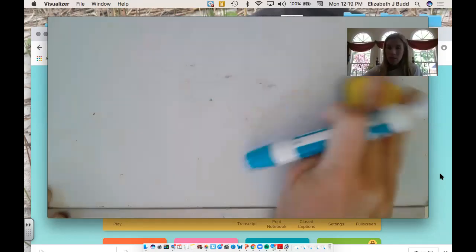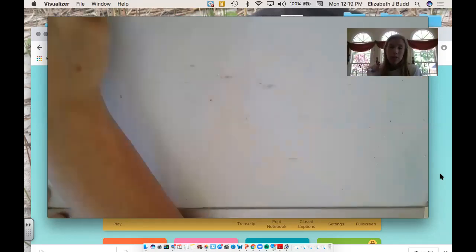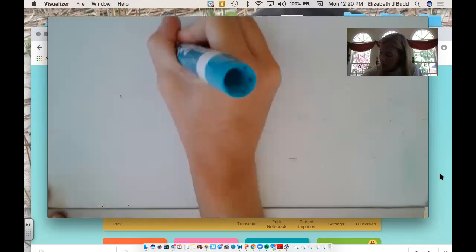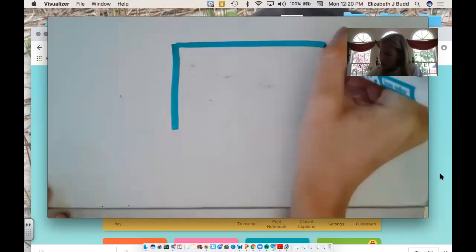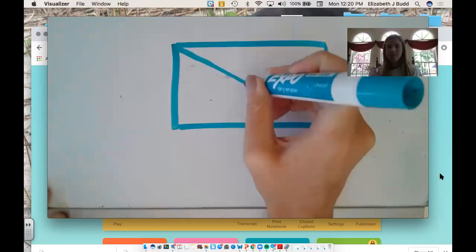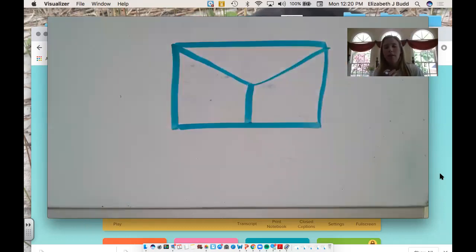So now that we've seen a few different ways to split or partition a rectangle into halves, let's try thirds. Now I noticed as I was grading some of your assignments that some of you went ahead and did like this. Is that rectangle split into thirds?